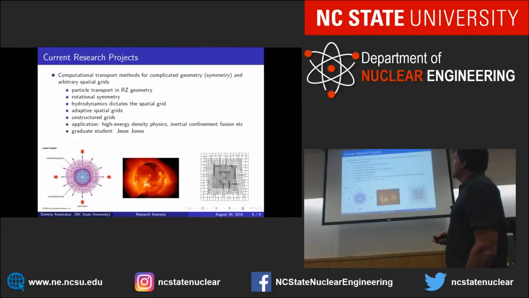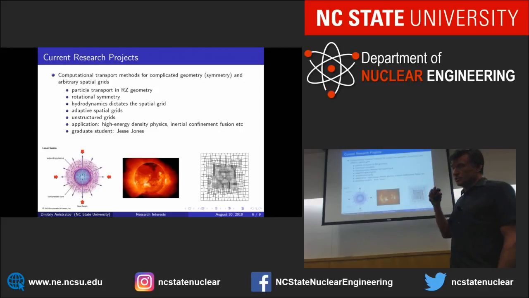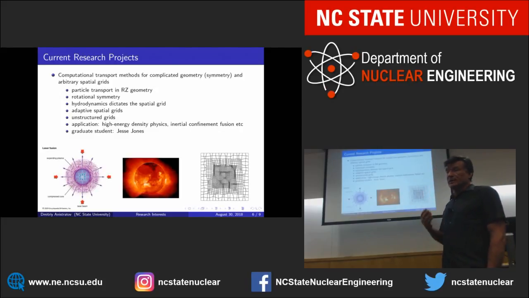Another group of methods is for transport in complicated geometry, related to symmetry. If you have something like inertial confinement fusion, your target is initially symmetric, and whatever happens is also quite symmetric at the beginning. So you can assume certain rotational symmetry and try to simulate this. It's a 2D problem. It's difficult to do, but then you have turbulence there. So this RZ geometry that accounts for rotational symmetry can help you.